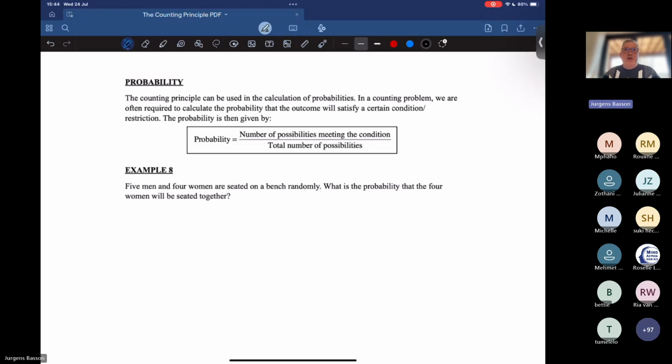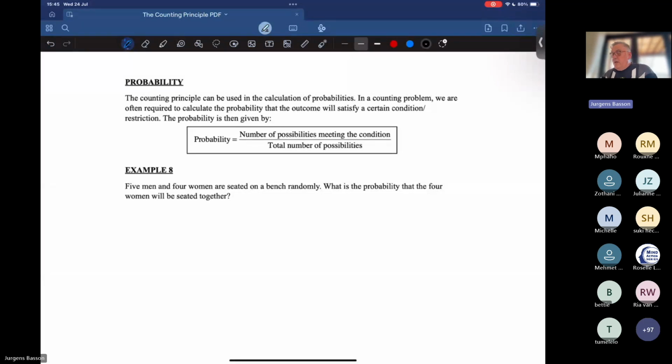Then they must look for restrictions, either position or grouping. Now you will see I now start with probability. That is why we do counting principle, so that we use it in probability. And that is why probability is also part of the grade 11 probability. But I hope you agree with me, counting principle is not quite probability. It's a mathematical principle, but we use it to calculate probabilities.